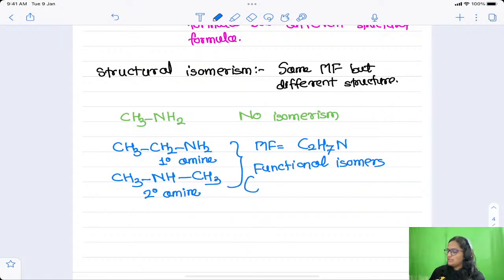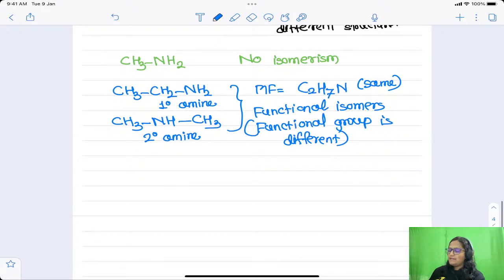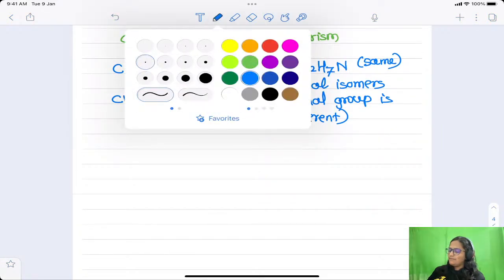Why functional isomers? Because the functional group is different. Same molecular formula but different functional group. The first one contains the primary amine functional group, and the second one has the secondary amine. Therefore, this is the next example. Then let us see one more example after this.